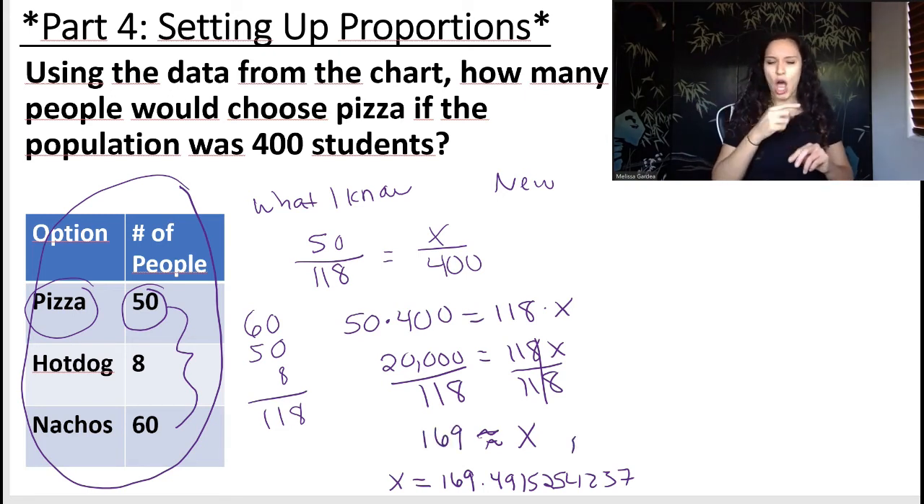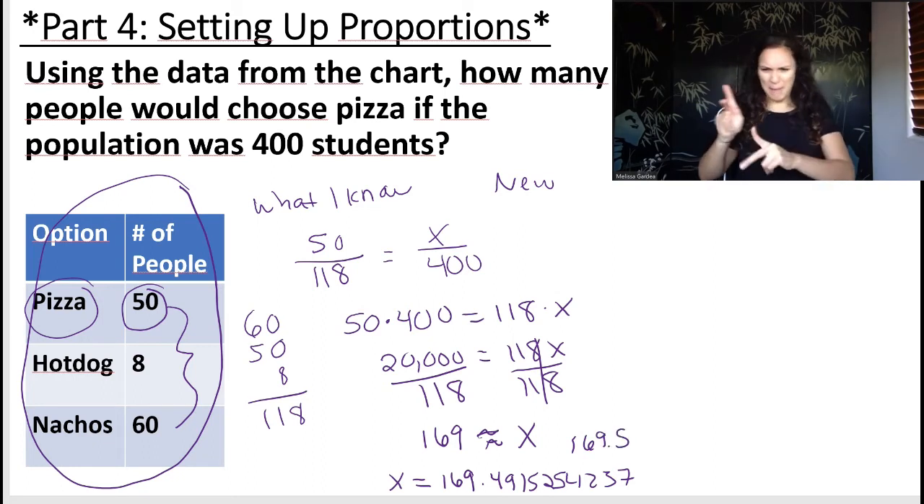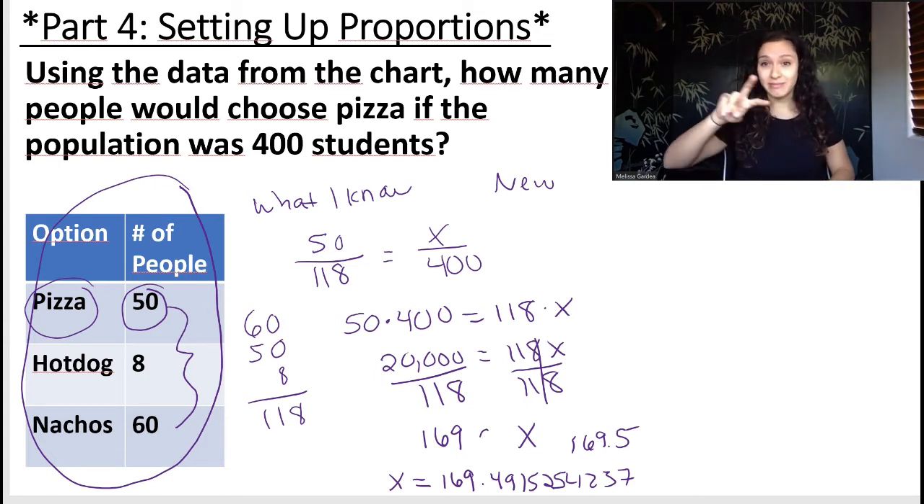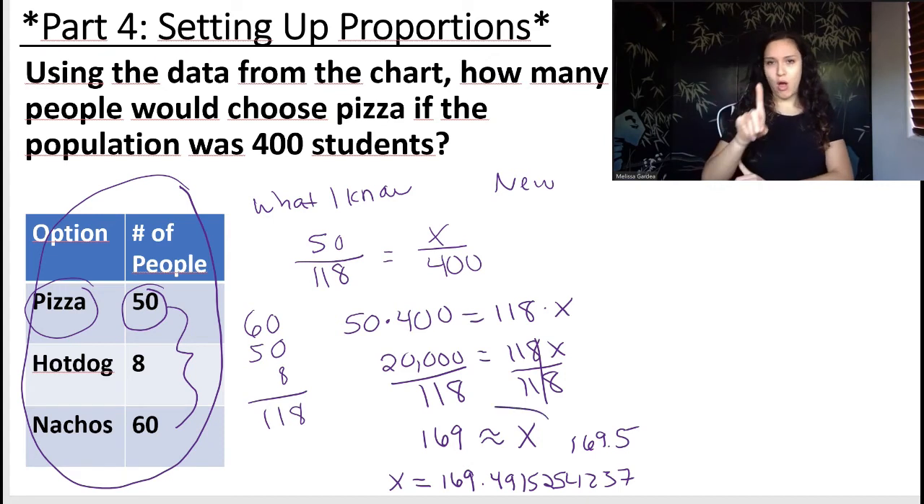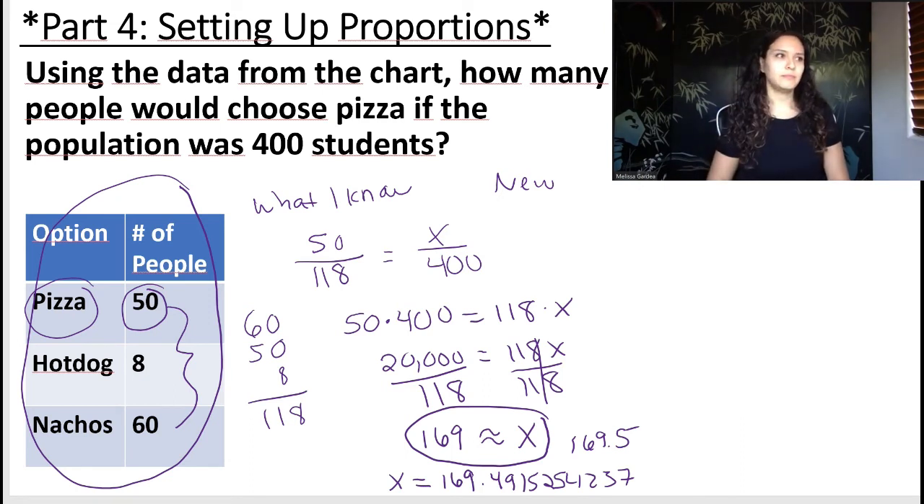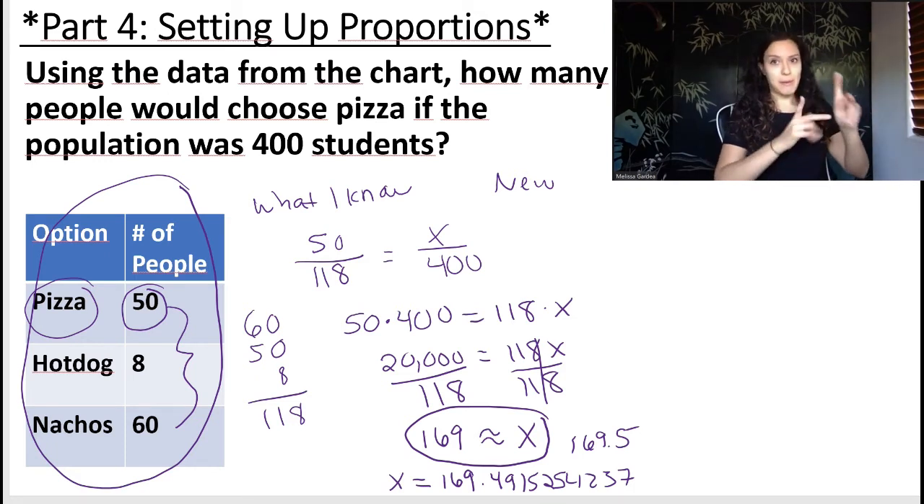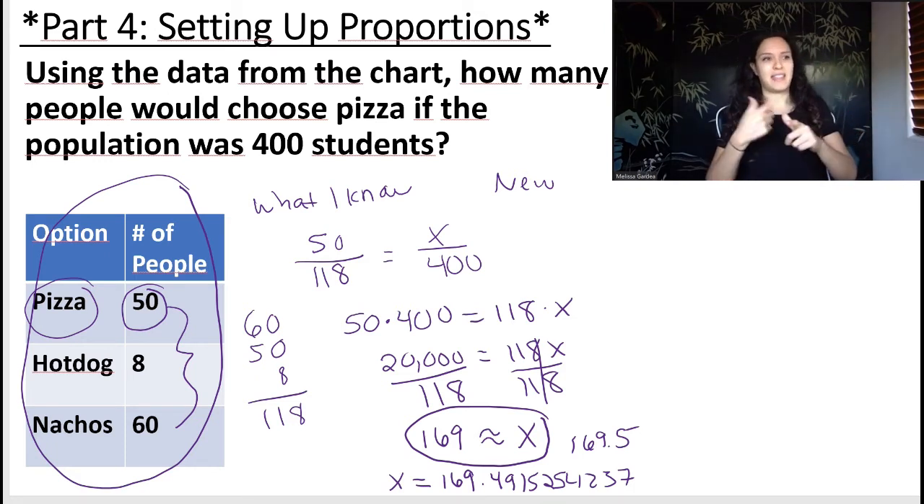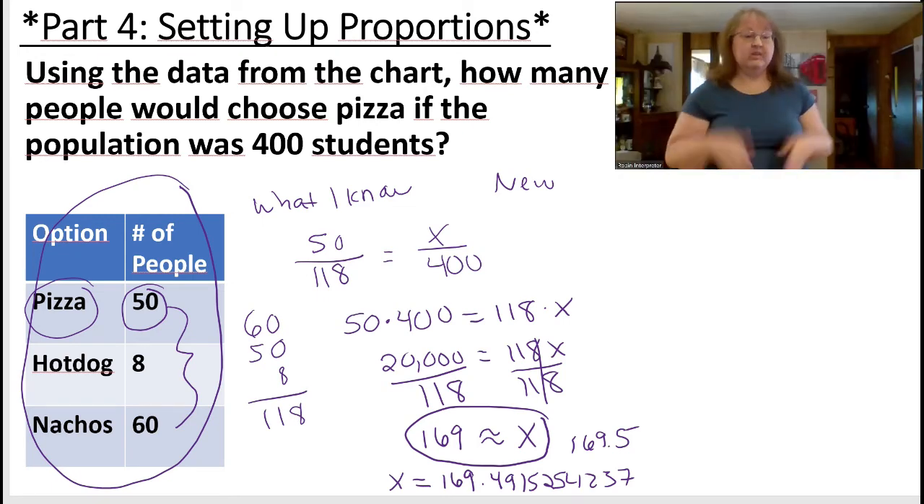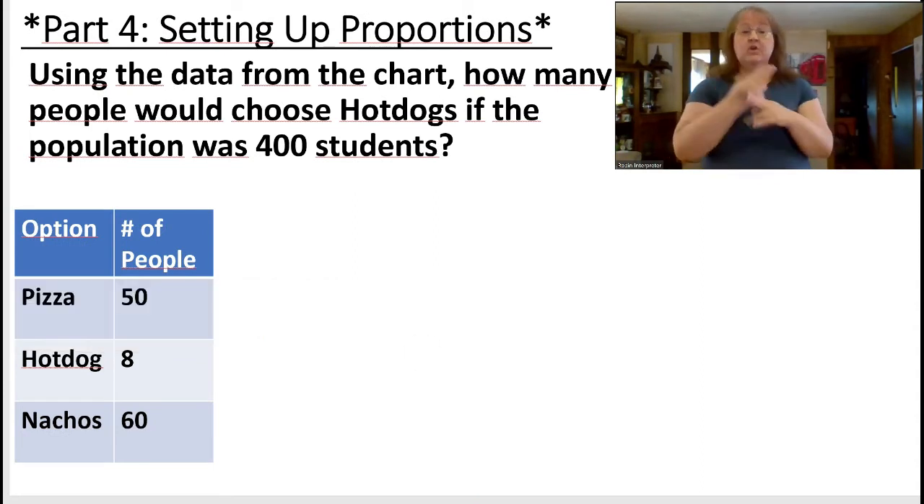We cannot say 169.5 people. You can't chop people in half. You can't do that, right? So you'll have to do little squiggly lines to say approximately. Approximately 169 people out of 400 would choose pizza. Okay, so if 50 out of 118 people choose pizza, then approximately 169 out of 400 will also choose pizza. Let's look at the next one.